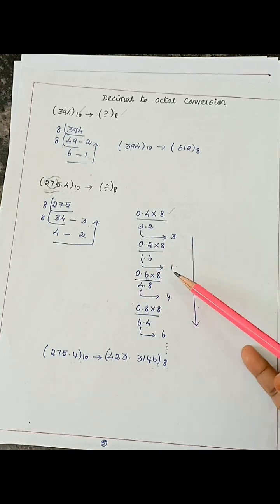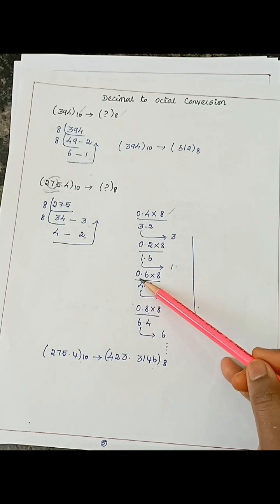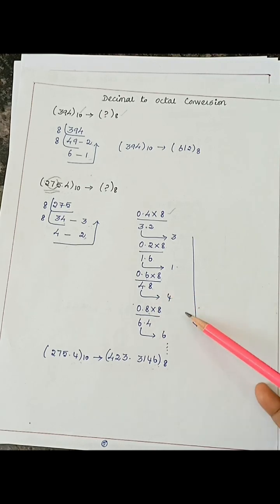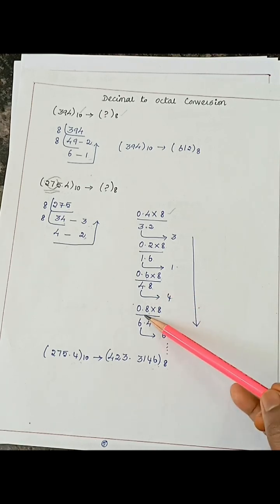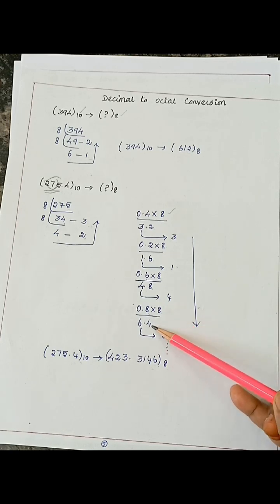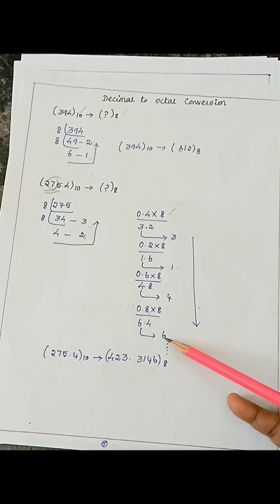This 1 can be taken outside. So the 0.6 will be here, which will be multiplied with 8. We are getting 4.8. This 4 can be taken outside. So we are getting 0.8, which will be multiplied with 8. We are getting 6.4. This 6 can be taken outside.